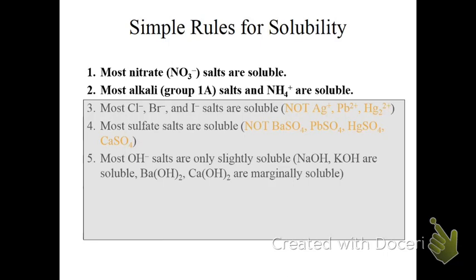And then most hydroxides, unless they're with a group 1 metal, are only slightly soluble. And remember, these rules are in order. So if you have an alkali, a group 1 metal, assume whatever it's with is going to be soluble, so it won't form a precipitate. And then most of these are only slightly soluble, unless it's with a group 1 or ammonium.